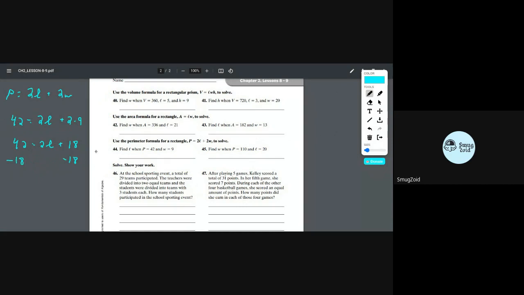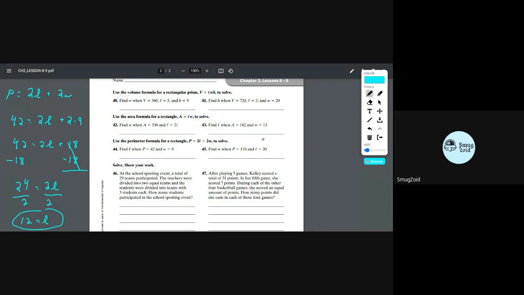This is why you learned all those things. This is an example of when would you ever use this? Well, try to find a perimeter or something, and you only have one of the sides. This thing would go away, right? 42 minus 18 is 24 equals 2L, right? And so basically you just divide by 2, and 12 equals L.